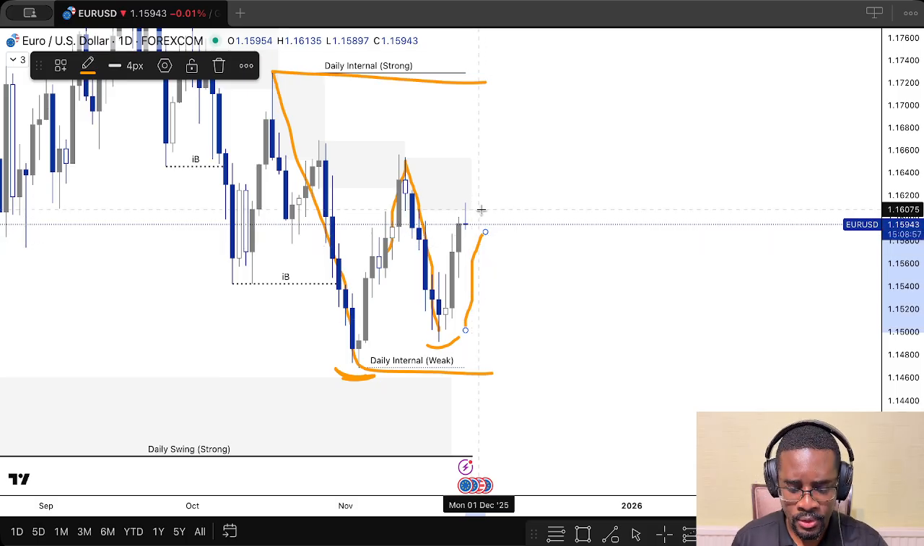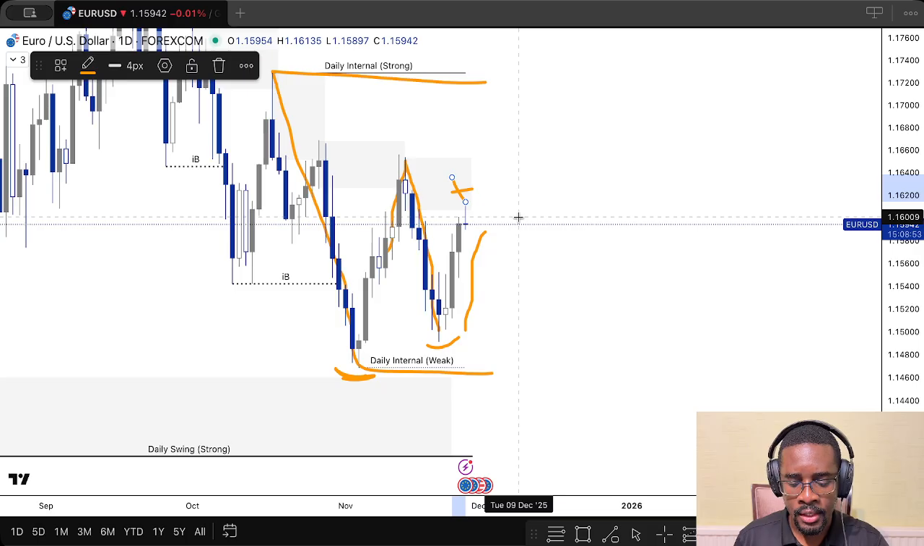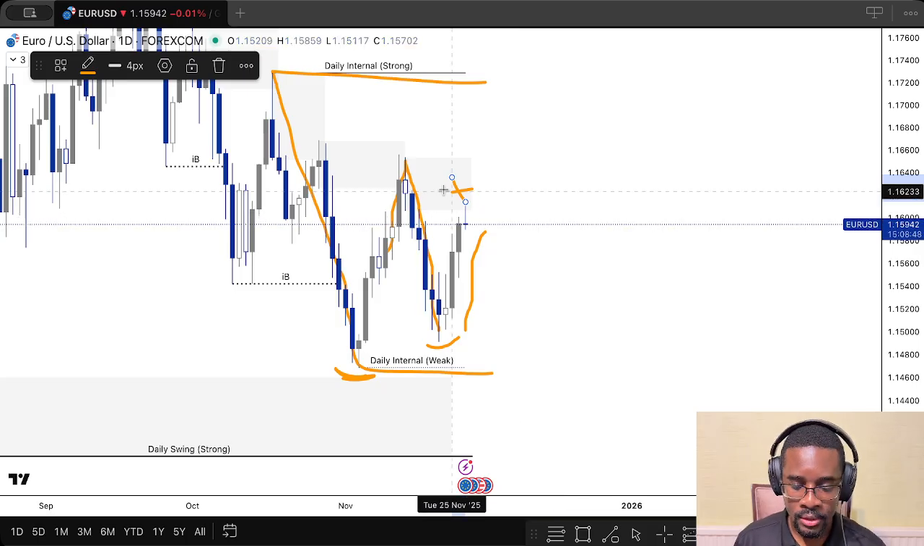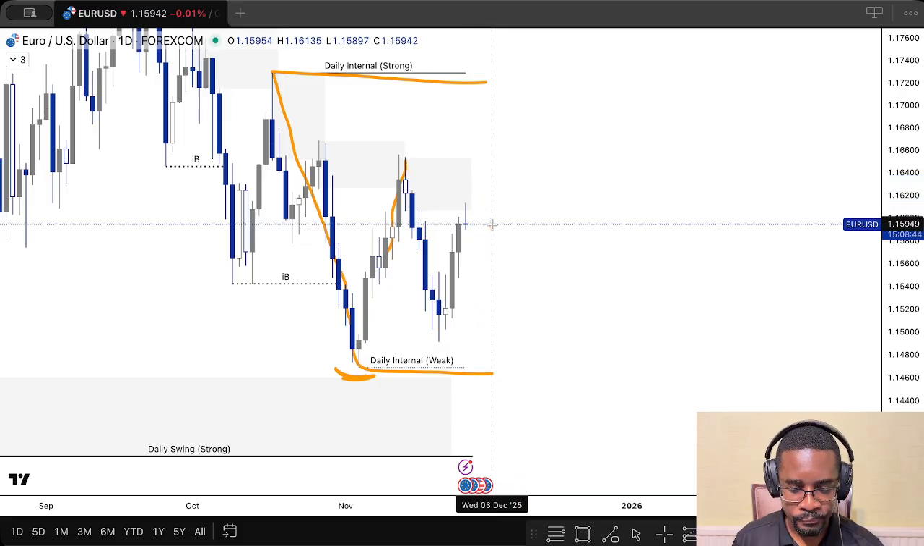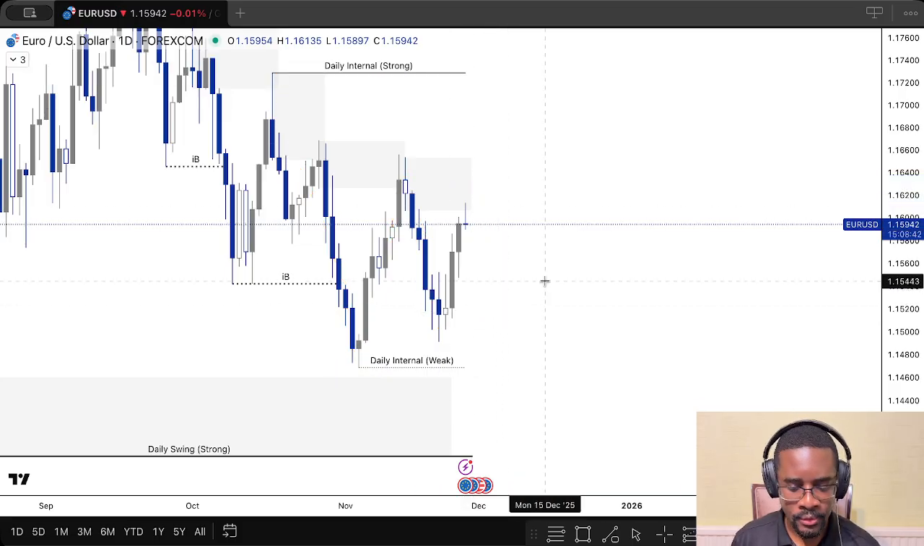So the expectation was, I was saying yesterday that we'll probably retrace until we mitigate this daily supply area, and price is mitigated, and now we can see it's starting to react.